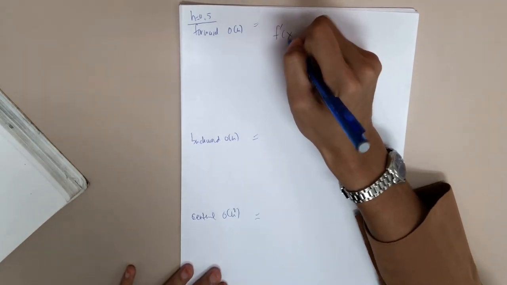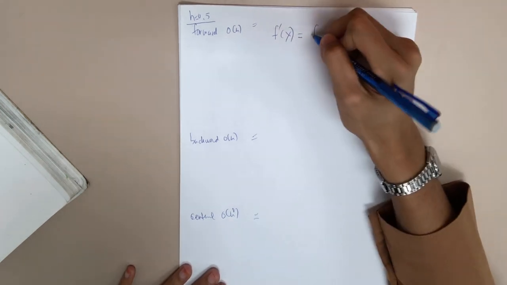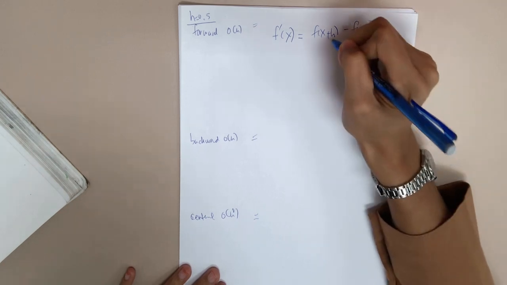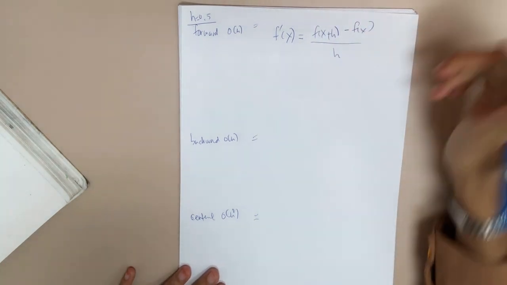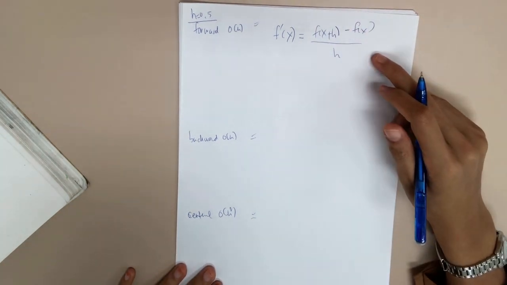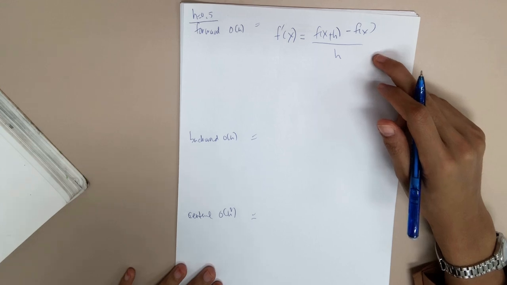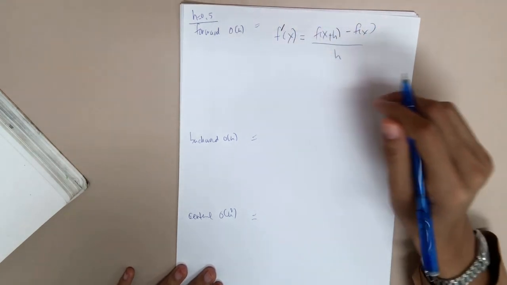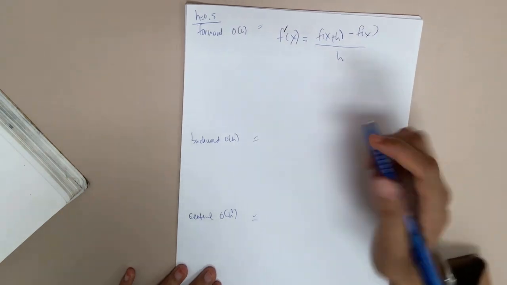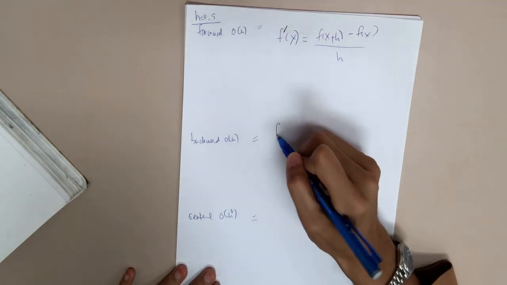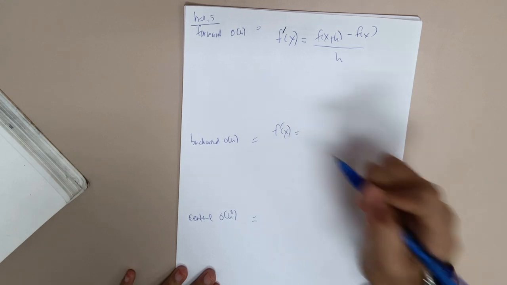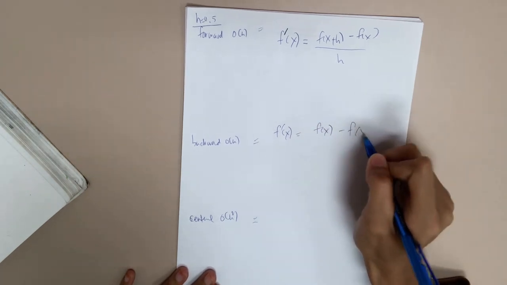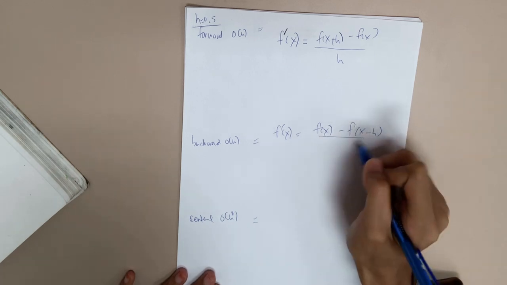f'(x) equal to f(x+h) minus f(x) over h. So this is the formula for forward O(h), forward normal, for the first derivative. You can see this is f prime, which means this is a first derivative. How about backward? The formula for backward is given by f'(x) equal to f(x) minus f(x-h) over h.